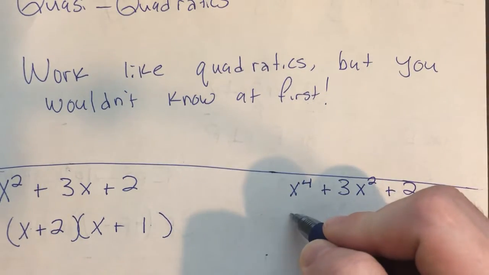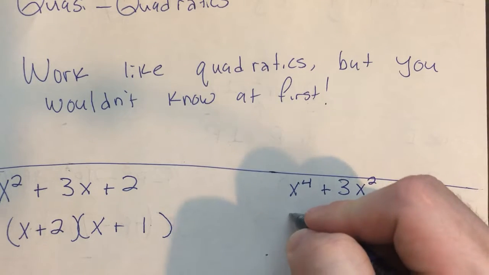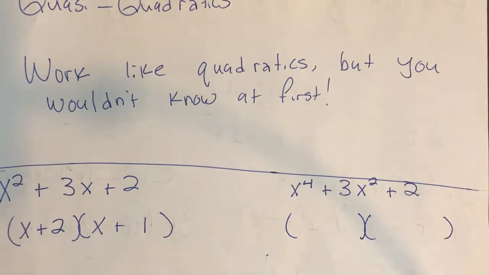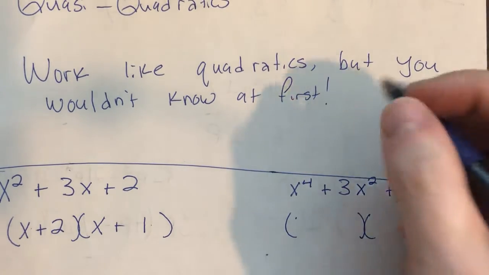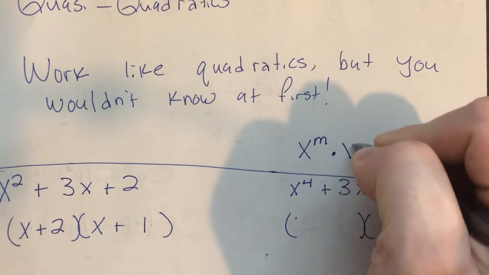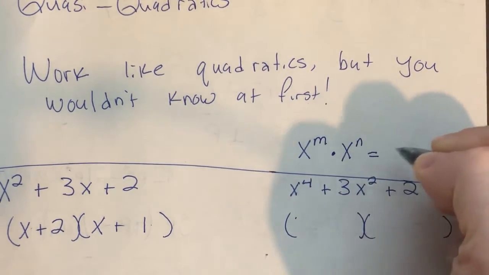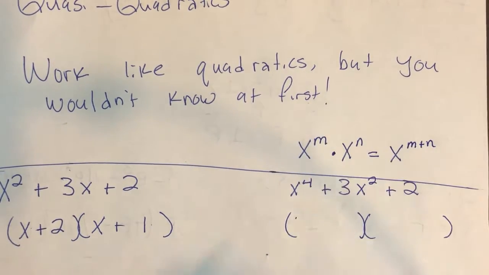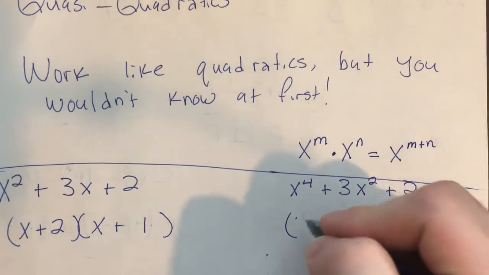Now this one over here is very similar, okay? Here it's a little bit different though, but notice one quick thing when I do this. The first thing I'm going to notice is, well, how could I make x to the fourth? And remember from our exponent laws, if I have x to the m times x to the n, remember what happens? The exponents add, okay?